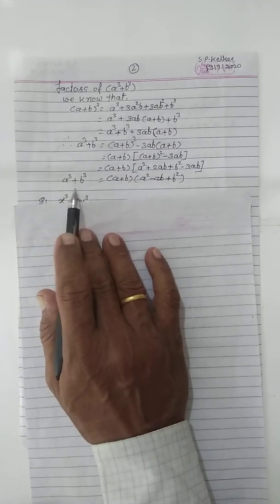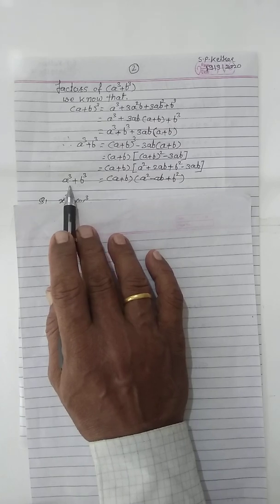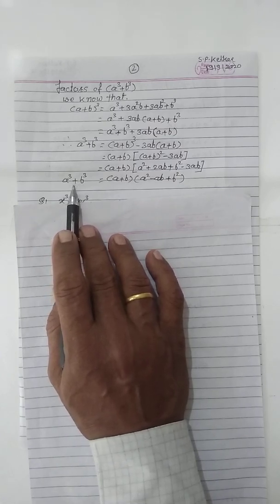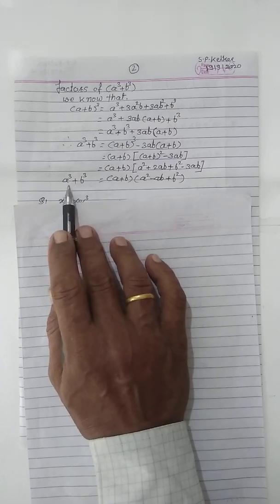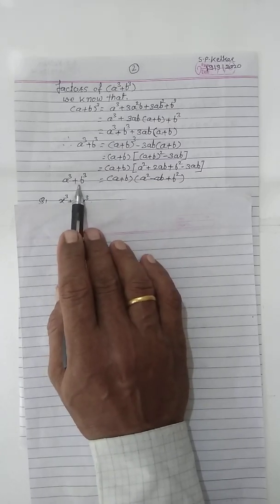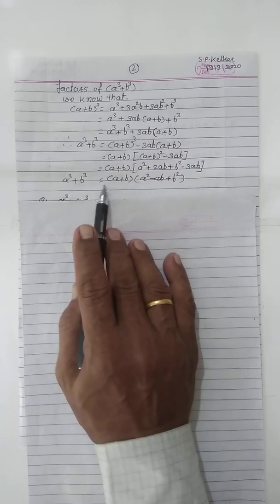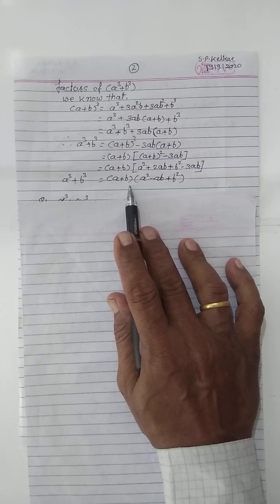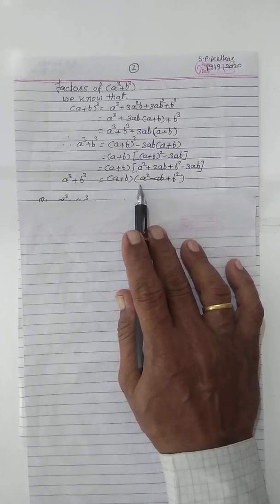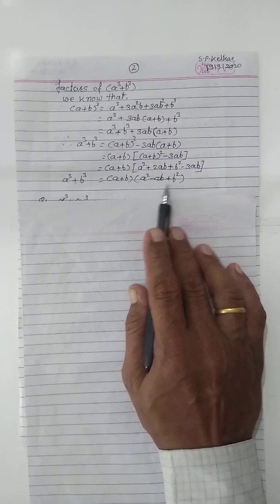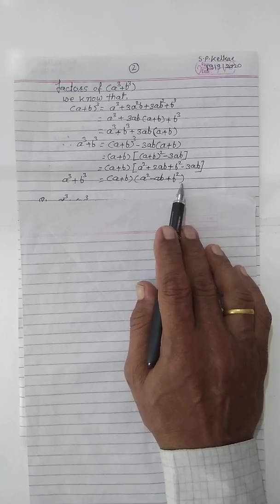Now a cube plus b cube, we write the factors of this cubic binomial: a plus b in one bracket and in the second bracket a square minus ab plus b square.